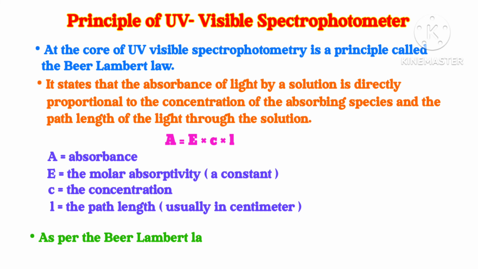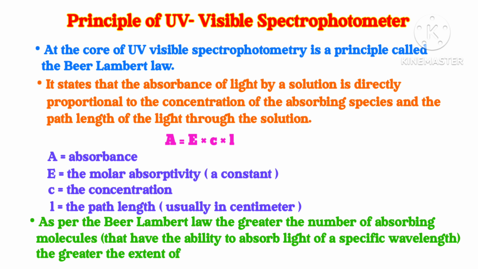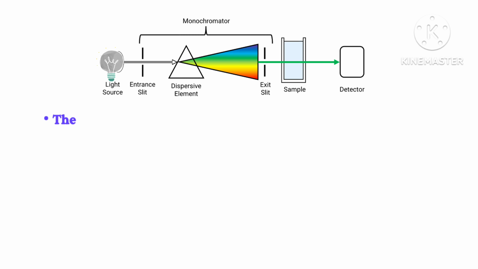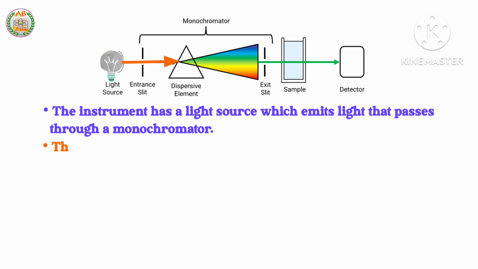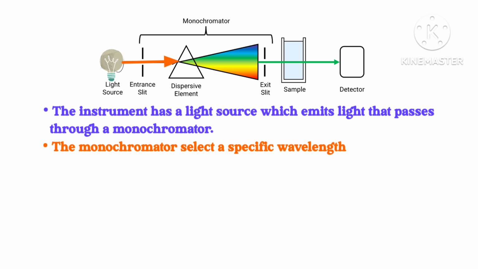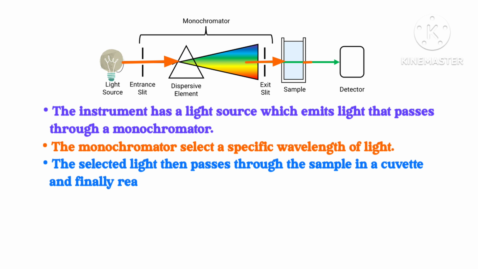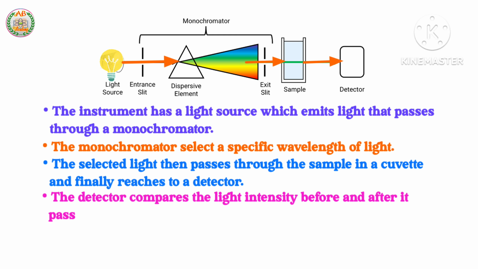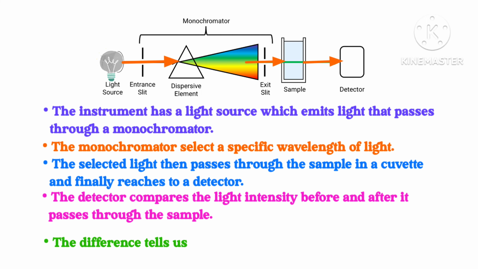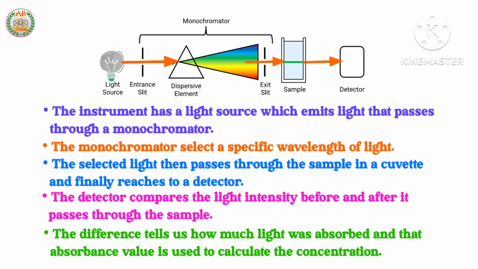As per the Beer-Lambert law, the greater the number of absorbing molecules that have the ability to absorb light of a specific wavelength, the greater the extent of absorption of the radiation. The instrument has a light source which emits light that passes through a monochromator. The monochromator selects a specific wavelength of light. The selected light then passes through the sample in a cuvette and finally reaches a detector. The detector compares the light intensity before and after it passes through the sample. The difference tells us how much light was absorbed, and that absorbance value is used to calculate the concentration.